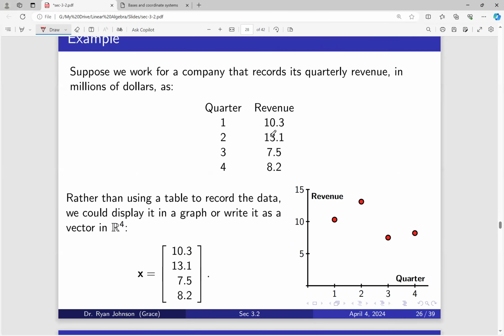Okay, now let's look at an applied example. So this is an example of wavelets. Suppose you work for a company that records its quarterly revenue in millions of dollars, as like quarter one is this much, quarter two is this much, quarter three is this much, quarter four is this much. Instead of using a table, you could use a vector. So like the vector is 10.3, 13.1, 7.5, 8.2.